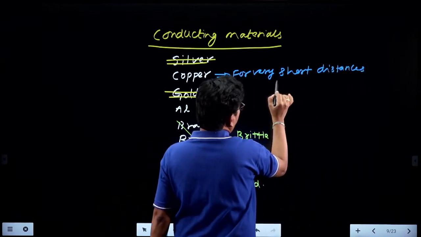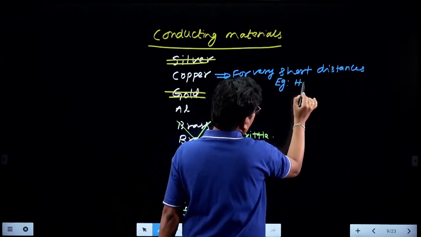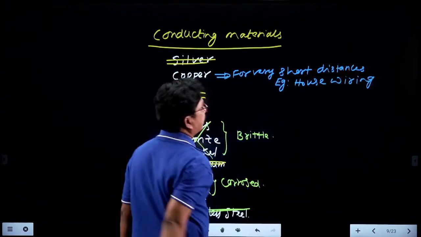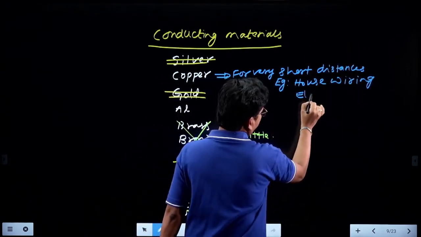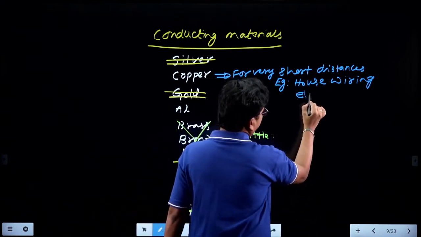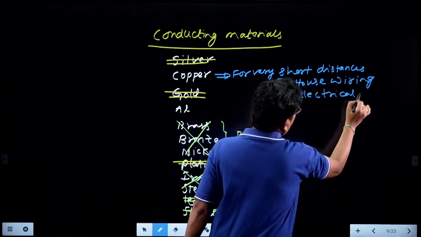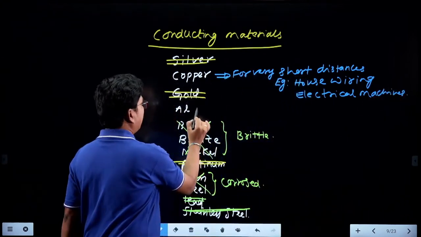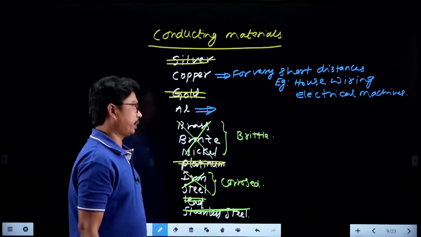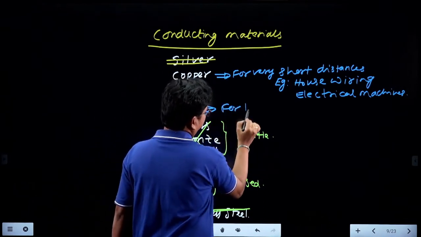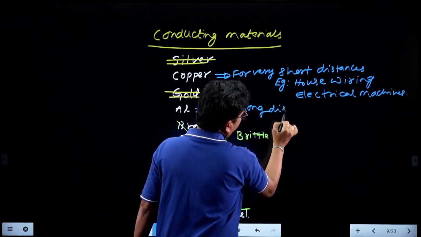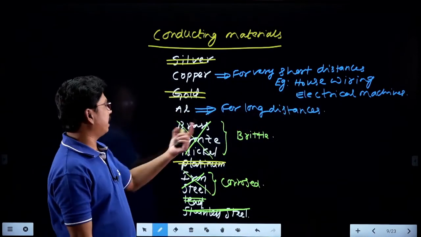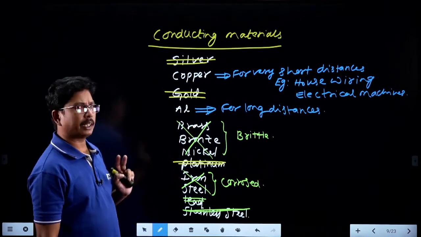Right? For example, we can give house wiring, and along with that, we can give electrical machines. And aluminum is preferred for long distance transmission, right? So for long distances. Clear, right? So there are several things why we are preferring aluminum compared to copper.